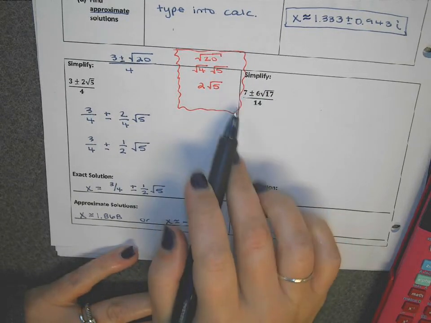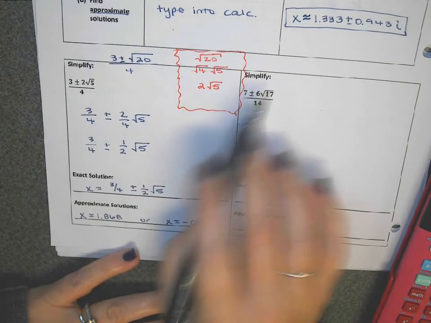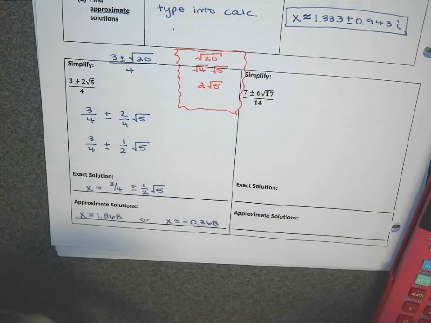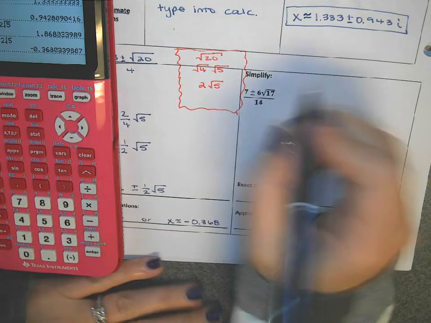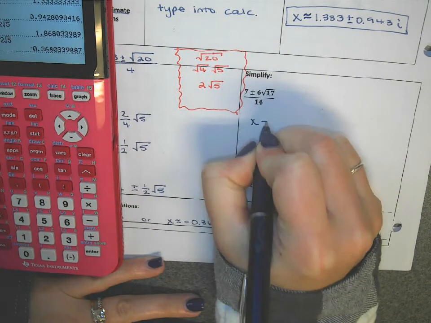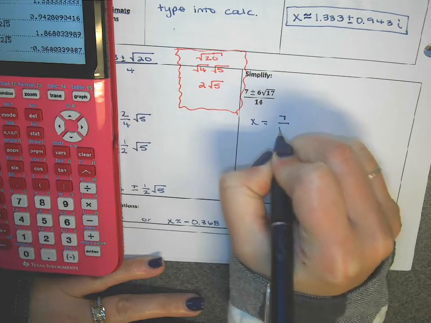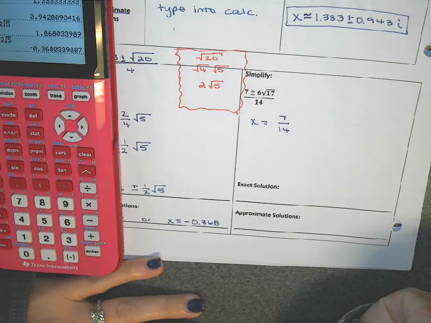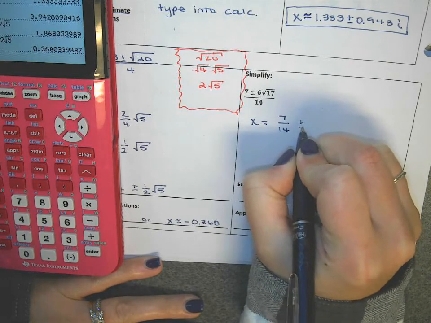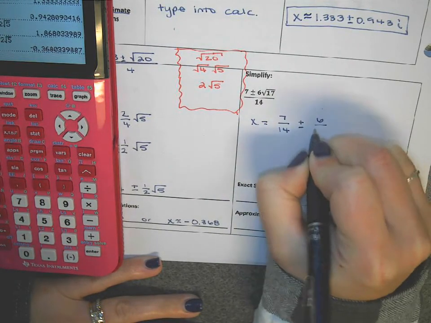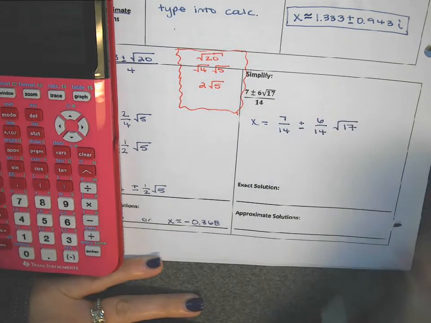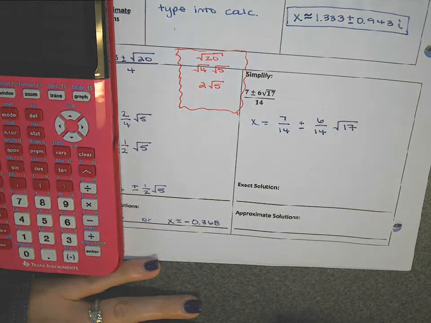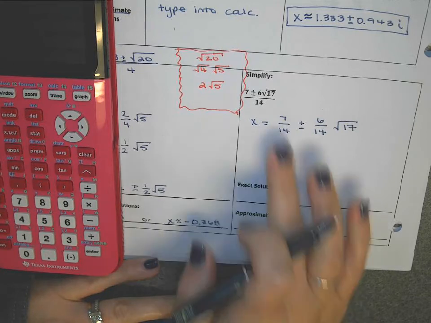Are you okay that I don't move back and do the scrap paper this time? Because it'd be the same way this one was. It would just be finding the perfect square would end up being 36. Okay, so for this one, your exact solution, when we go to write this, we'd have x equals 7/14, right? Plus or minus what value? 6/14, and then what? Square roots of 17. So far, so good? Okay. Can either of those fractions be reduced?